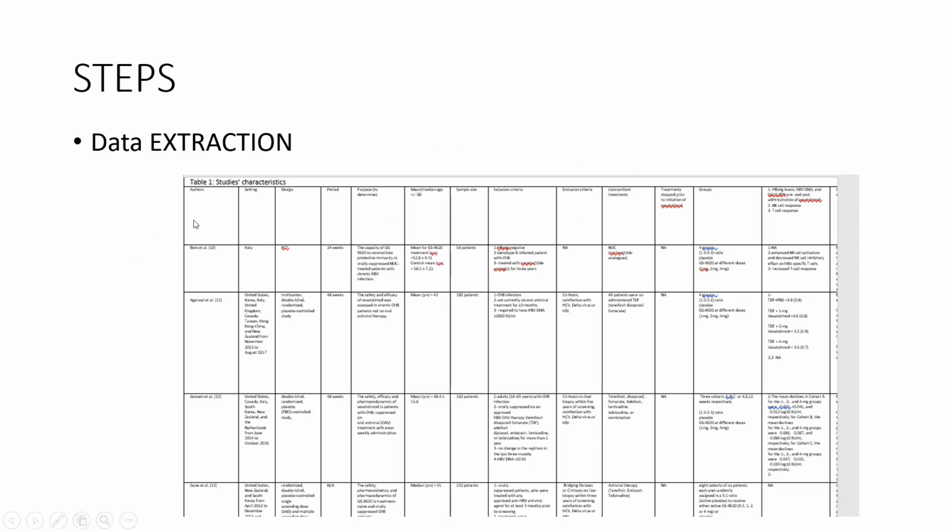So this is how a table of data extraction usually looks like. We have different rows, and every row has a different study. And then we have the columns, and the columns have the information that we want to extract. This was from a study that we did recently. We wanted to extract the design of the study, the period in which it was done, the mean or median age of included participants, sample size, inclusion criteria, exclusion criteria of this specific research, and then concomitant treatments, etc. There are a lot of variables that you extract, and they're different from one study to another based on what that study actually evaluated.